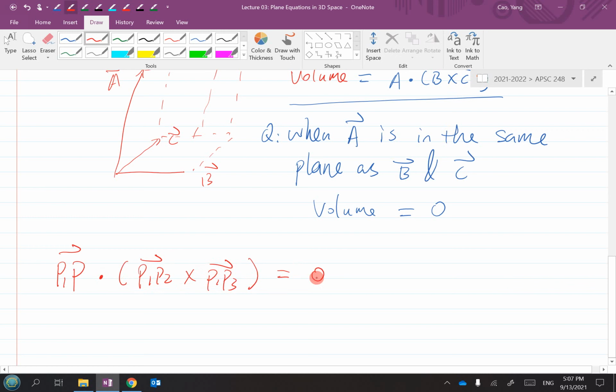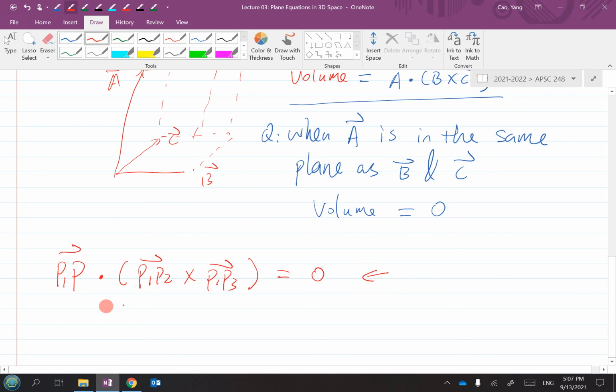And that's a very, very natural derivation, right? So A dot B cross C is 0 because A is in the same plane as B and C. Then my P1P dot this cross product must be 0 because P1P is in the same plane as P1P2 and P1P3. So this is actually quite an important solution for us to work with to get the equation of the plane, as a matter of fact.